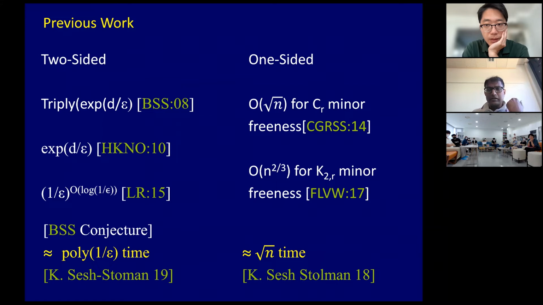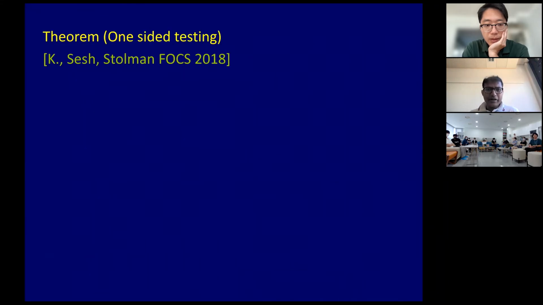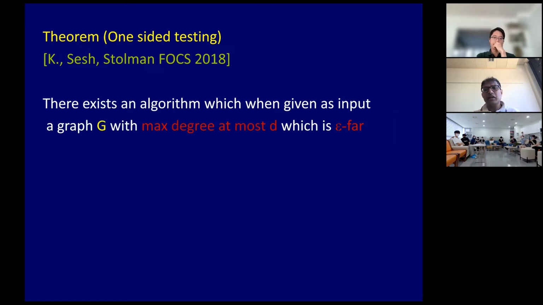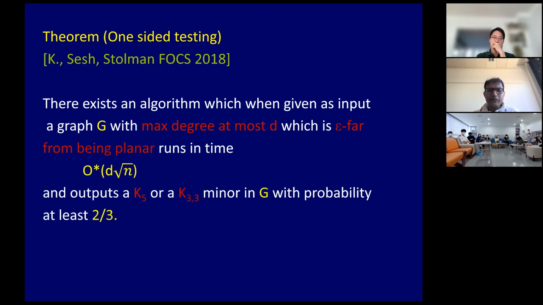Okay, so I'll move on. And now let me tell you the statement of the main theorem. For the one-sided variant, this theorem tells you the following: essentially there is an algorithm that does the job. You have an algorithm which, on input a bounded degree graph that is sufficiently not planar, runs in roughly root n time and finds for you a K5 or a K33 minor hiding inside this graph, with probability at least 2/3. And here O star hides the little o of 1 terms.